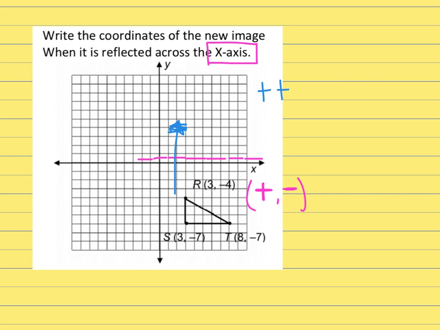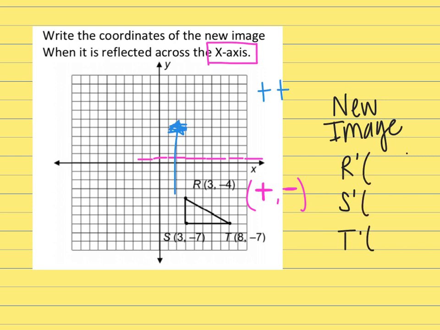My new image. And remember, these are going to have apostrophes. So R apostrophe, S apostrophe, T apostrophe. When it flips across the x-axis, the x stays the same. So R would be still 3. But now instead of negative 4, it's going to switch up to here, so it's going to be positive.